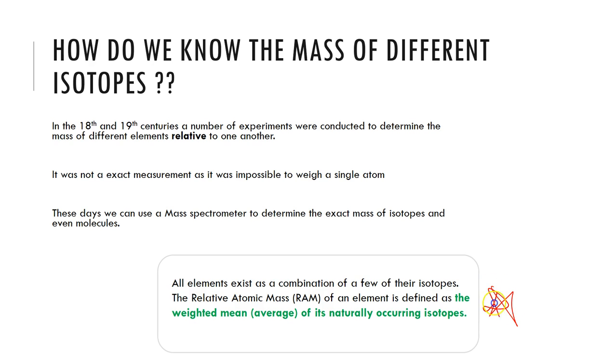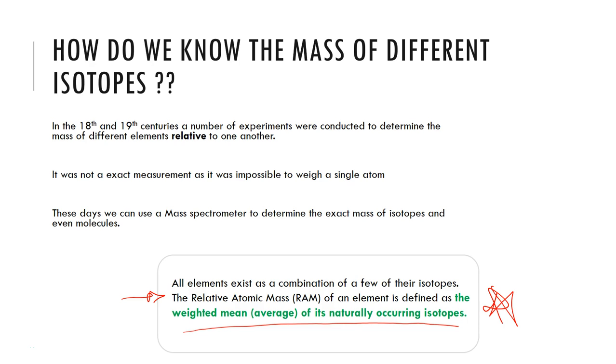So all atoms exist as a combination of a few of their isotopes. Okay, so the relative atomic mass is defined as the weighted mean average of its naturally occurring isotopes. That being that it's just like averaging them out, but we also need to take into consideration how much of each there is. So if something is 90% of one mass, clearly it will be closer towards that mass than the 10% of maybe the lighter isotope that it may have.